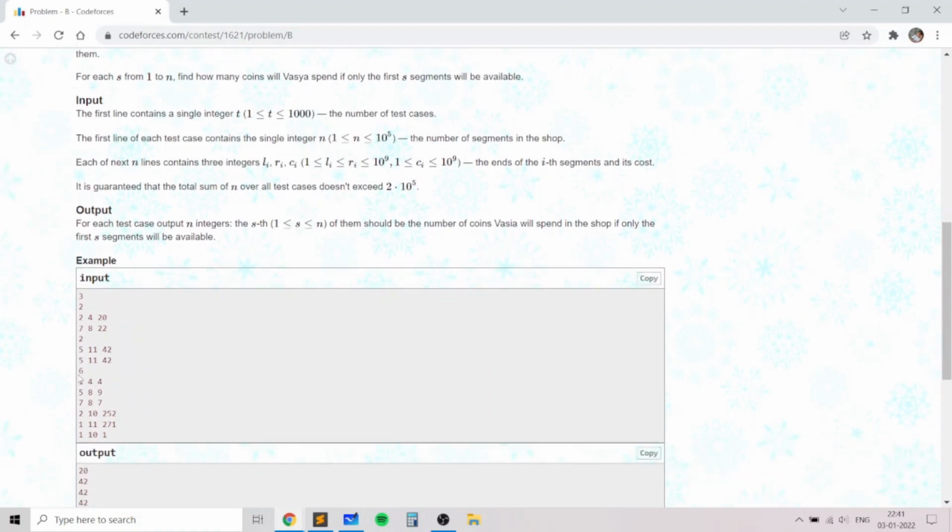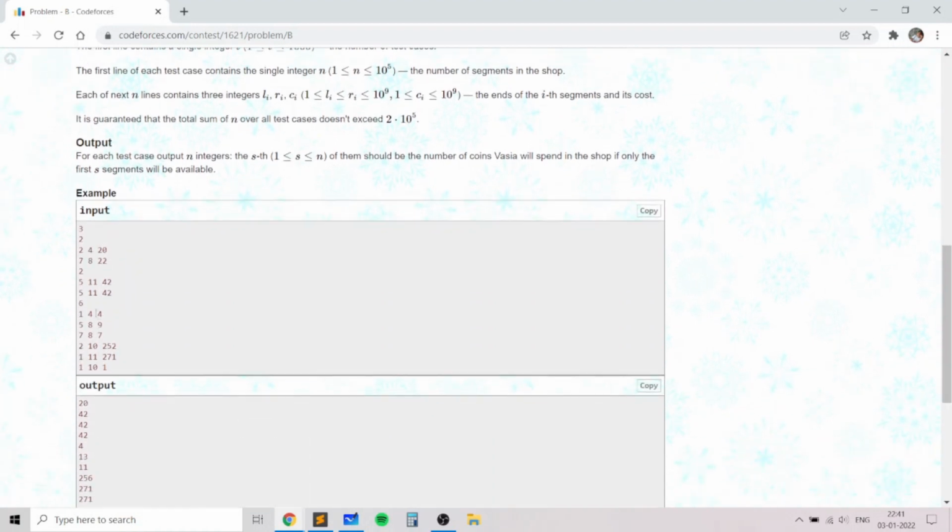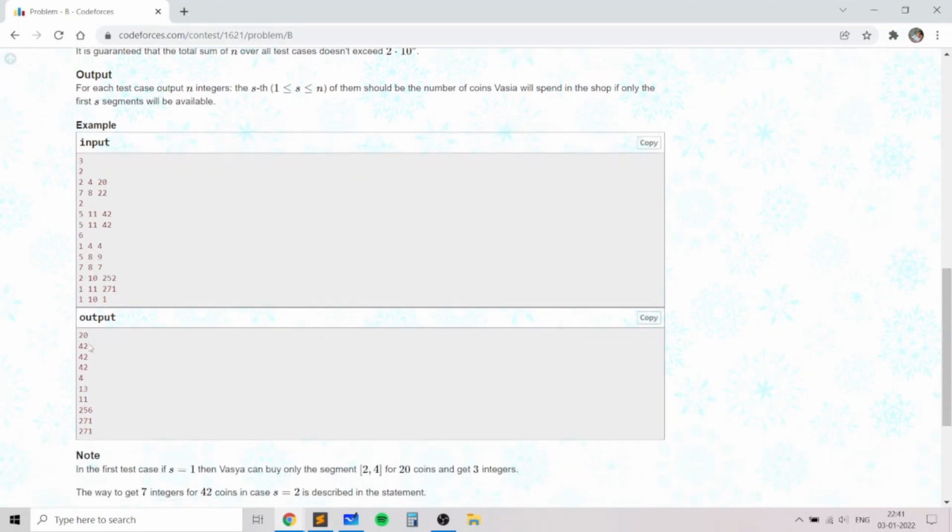And in the third example, we will go one by one. Initially 1 to 4 will be the segment of integers, and the cost will be 4. That's the first output.